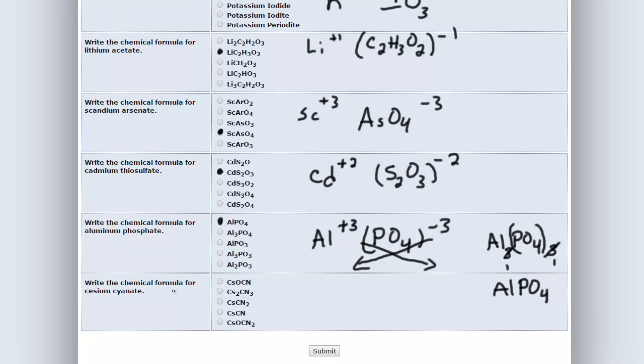So, last one. Write the chemical formula for cesium cyanate. Cesium is a +1. That's Cs, it's a +1. And cyanate is OCN, and that is -1. Cyanate, OCN, -1. So +1 minus 1 equals 0. And so cesium cyanate, CsOCN.